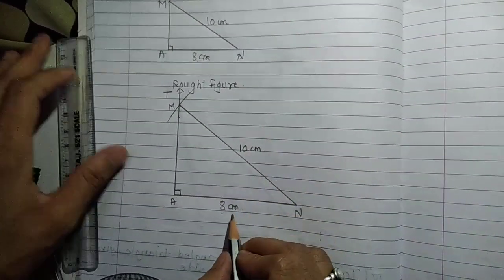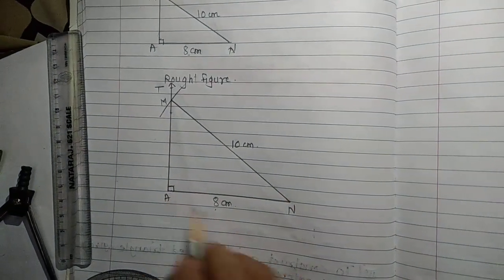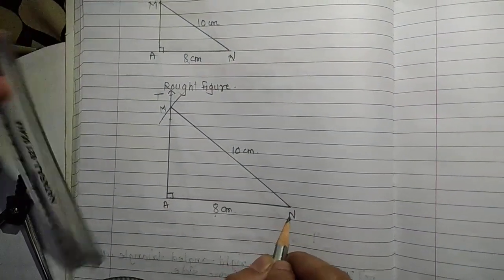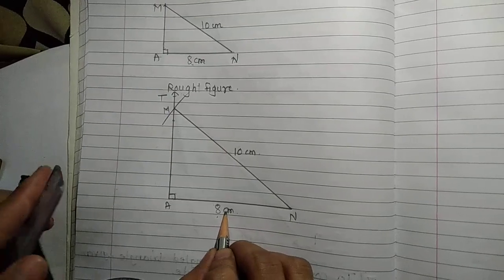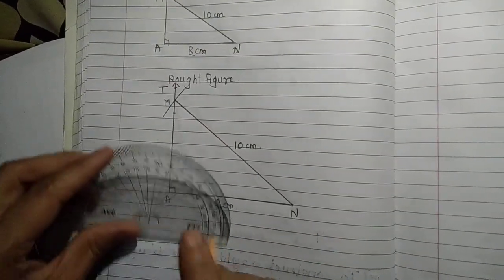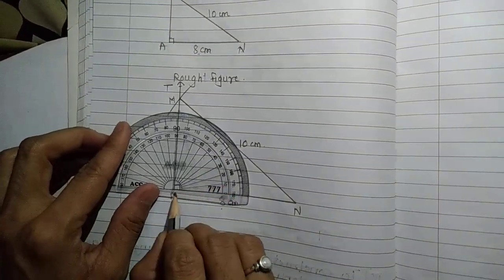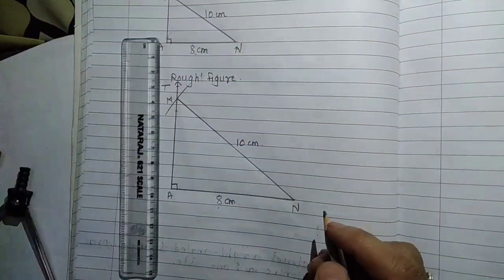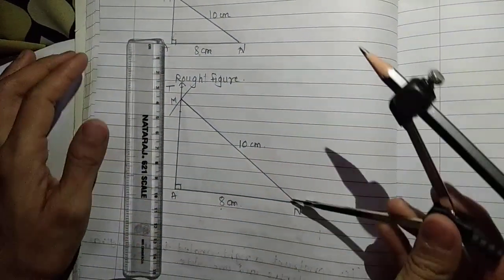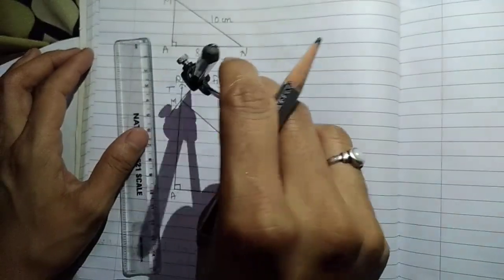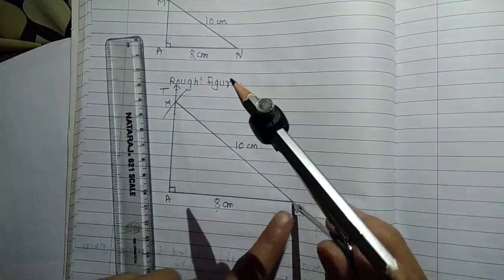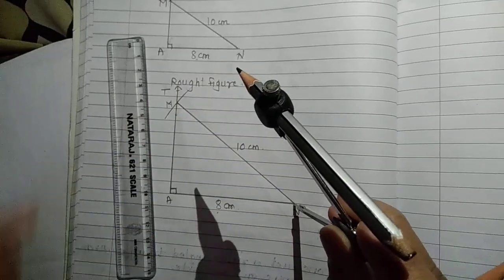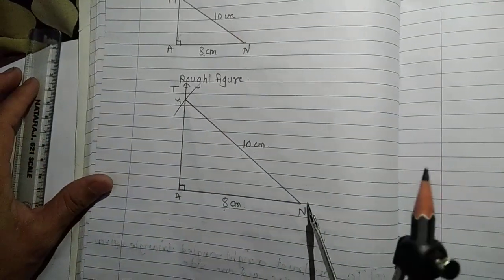So what is the first step? First of all draw base AN with the help of a scale, 8 centimeter. Then with the help of a protractor draw angle A of 90 degree. Draw a ray. Then with the help of a compass draw an arc like this from point N, so it will be 10 centimeter. So this is the required triangle.